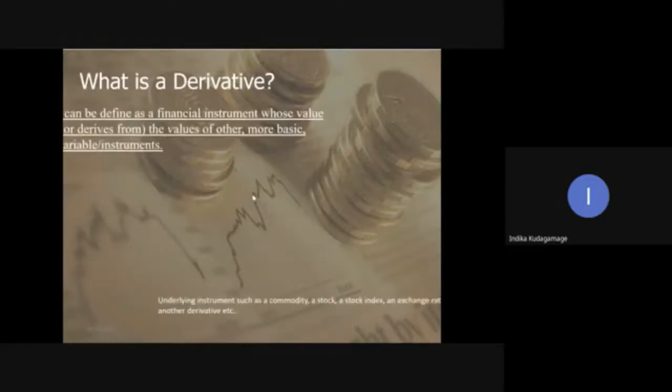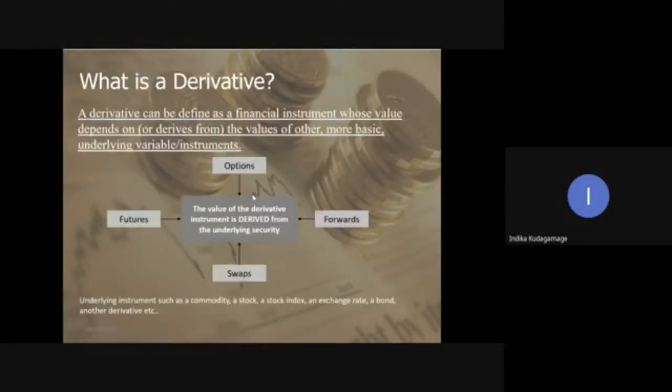What is a derivative? A derivative can be defined as a financial instrument whose value depends on or is derived from the value of other more basic underlying variable. If you want a definition, a derivative is a financial instrument whose value depends on or is derived from the value of other more basic underlying variable.